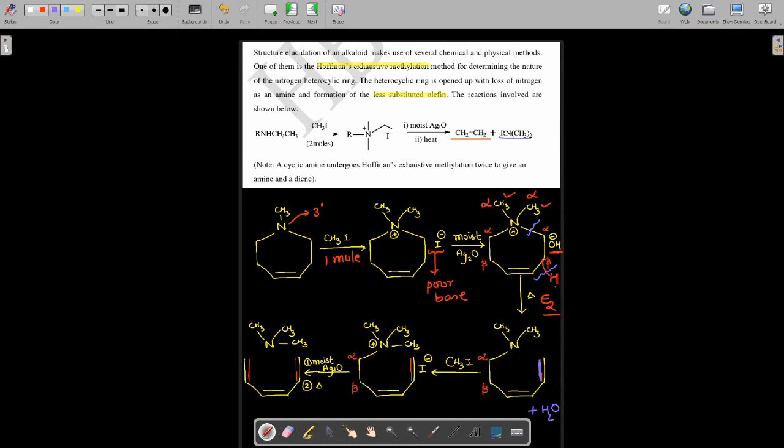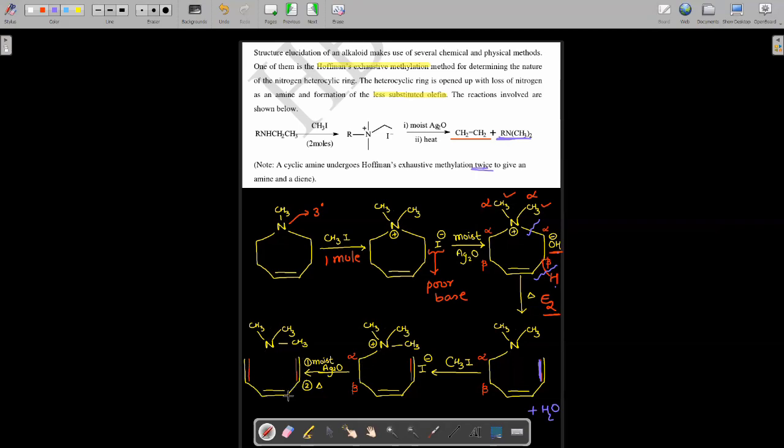Now see, this was an open chain, so the 3-degree amine was separated. But as it is cyclic, the 3-degree amine site remains here. Now as it is said that it will undergo this twice, I have to repeat. Again CH3I will attack on this 3-degree site and we'll have a quaternary ammonium iodide. Same process, moist Ag2O and heat. I mark the alpha. These three methyl alphas are of no use as they do not have beta hydrogen. So this alpha, beta, and I removed this hydrogen and got a multiple bond.